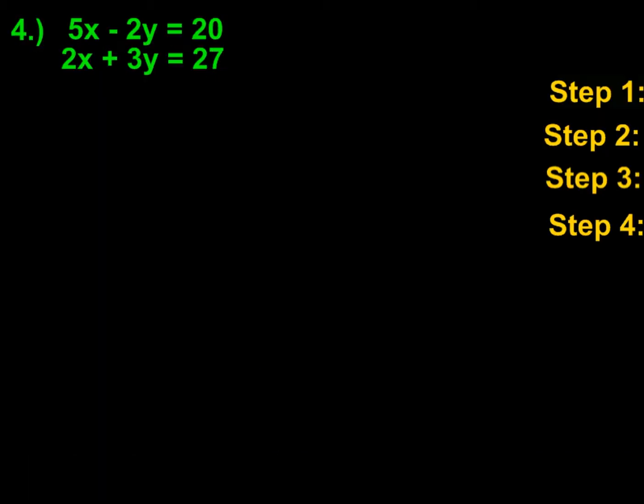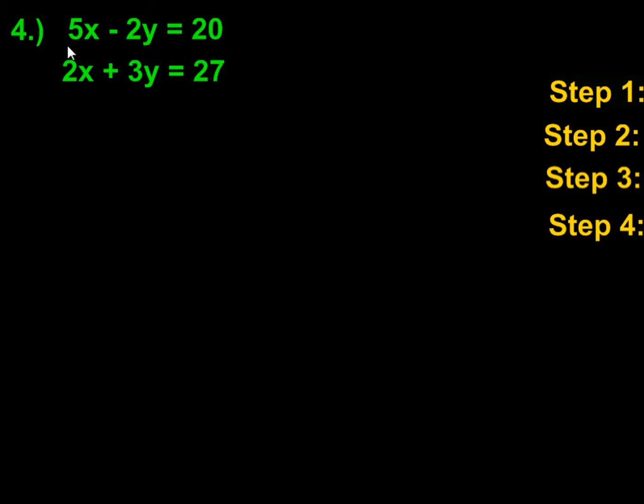Okay, let's put that into play by taking a look at question number 4. Number 4 gives you two equations, 5x minus 2y equals 20 and 2x plus 3y equals 27. Now if I look at my two variables, I have a 5x and a 2x, both of them positive. I have a 3y and a 2y. The 2y is negative and the 3y is positive.